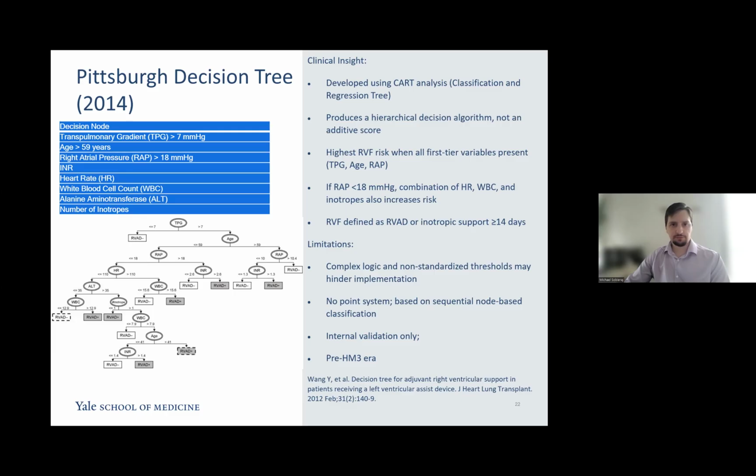They developed it using what's called classification and regression tree analysis. And as we were discussing, it basically just creates a hierarchical algorithm, with actually TPG, age, and right atrial pressure being the most significant, impacting your decision making.